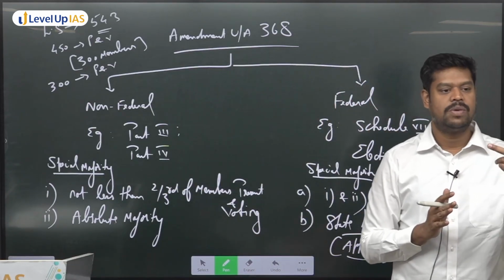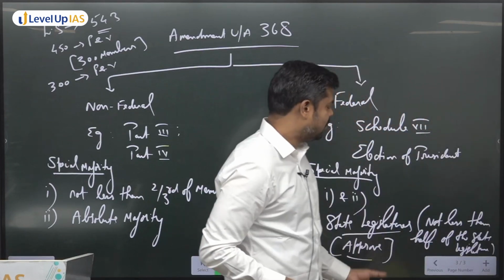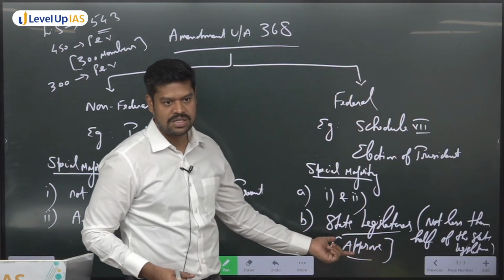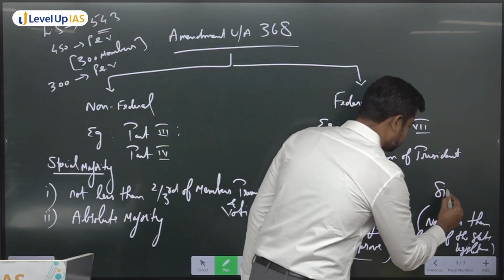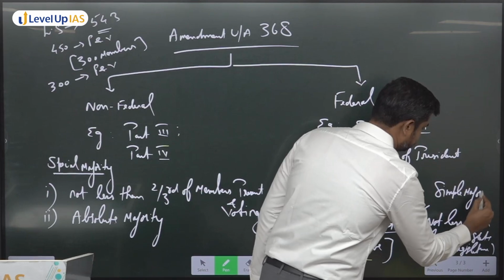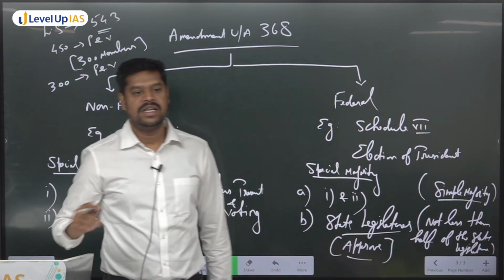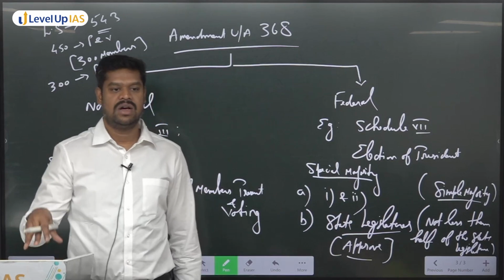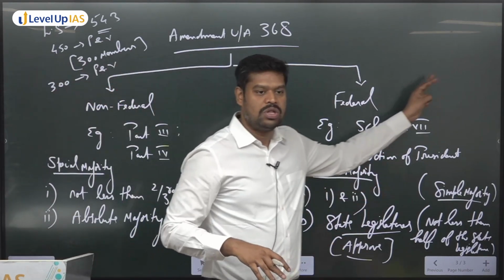That means they should also approve with certain majority. And what is the majority with which the state legislatures have to give the approval? They have to give the approval with simple majority. But unless and until it is approved by not less than half of the state legislatures by simple majority, it will not go to the President of India.